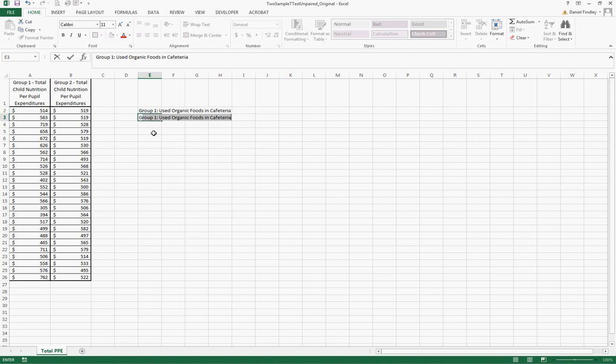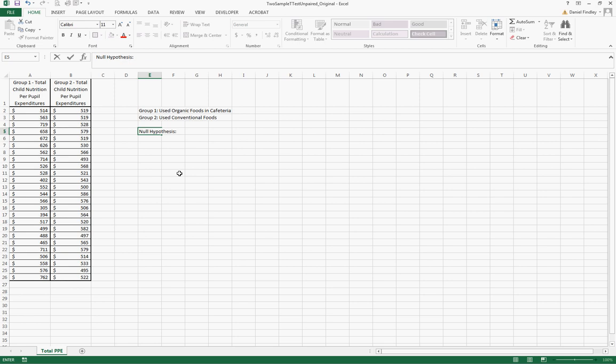And then group two used conventionally harvested and grown foods. And so our hypothesis for this, our null hypothesis, is going to be that there is no difference in per pupil expenditures when organic foods versus conventionally farmed foods are used.